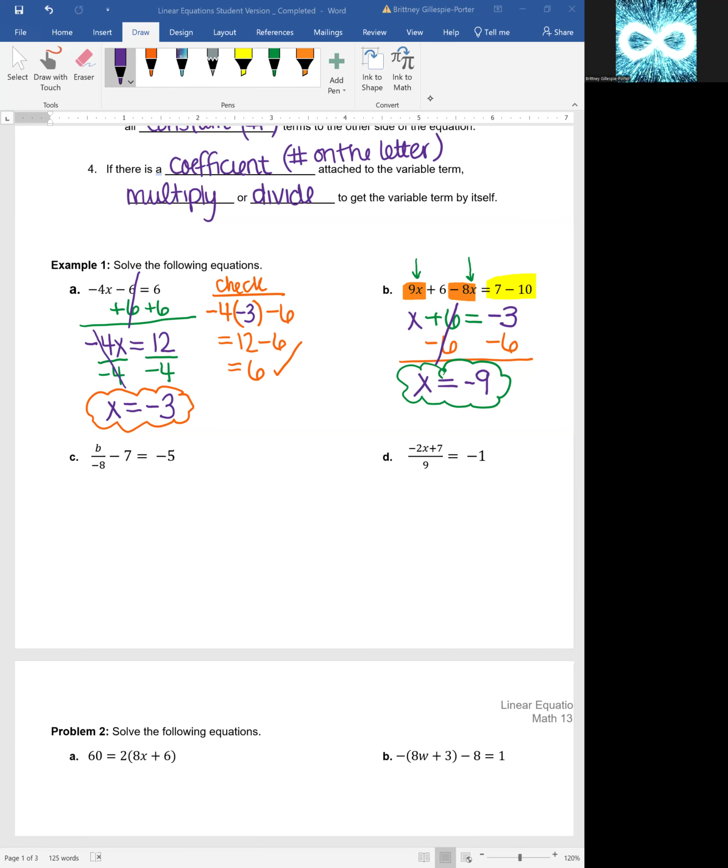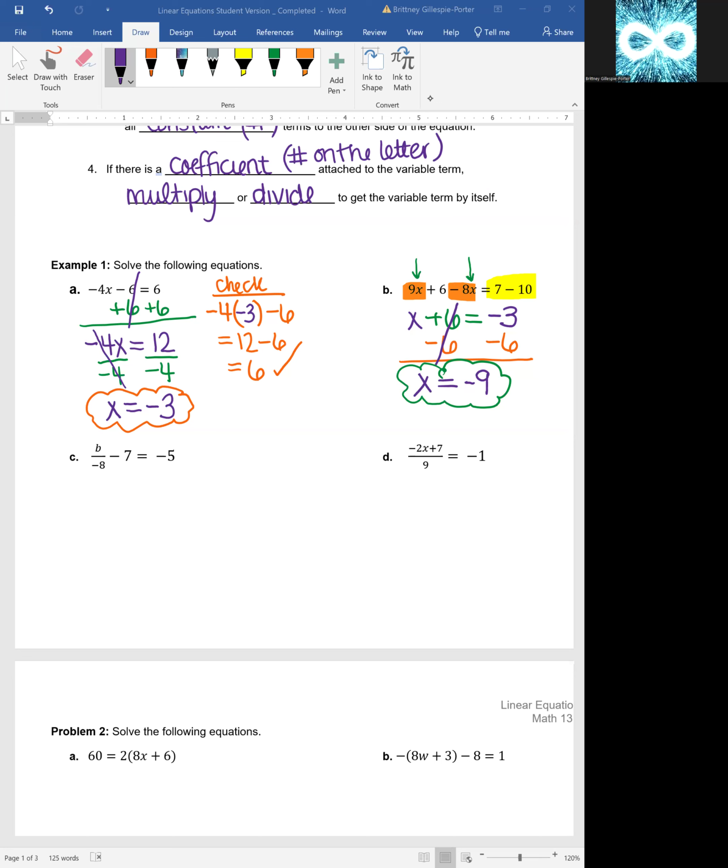Okay, let's concentrate on some linear equations that have fractions involved. And I know how much you love fractions. Seems like the only people who love fractions are those that work with tools a lot, those who cook or bake, and mathematicians. Okay, so let's concentrate on our first example, 1C.